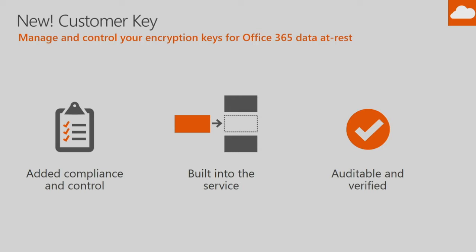It is part of the E5 SKU or part of the Advanced Compliance SKU. What this says is you will be able to get your data encrypted with your own key, the key that you control. And at any point of time you want to leave the service, you can revoke that key, and then the data just becomes a bit bucket in Office 365.